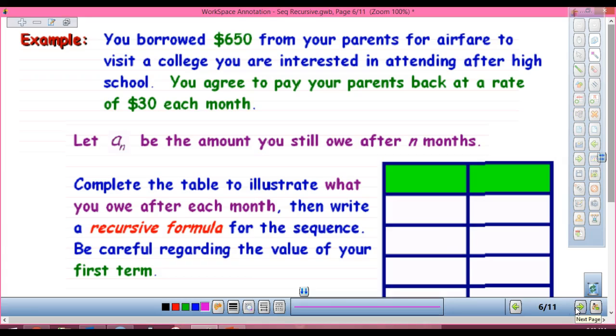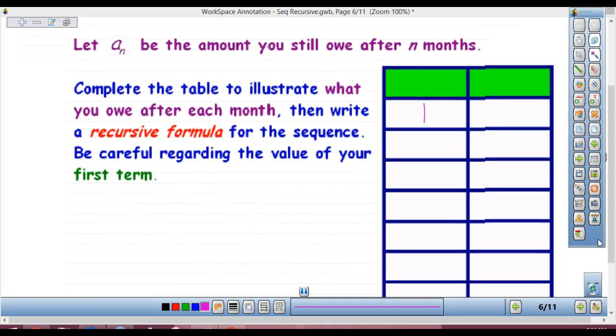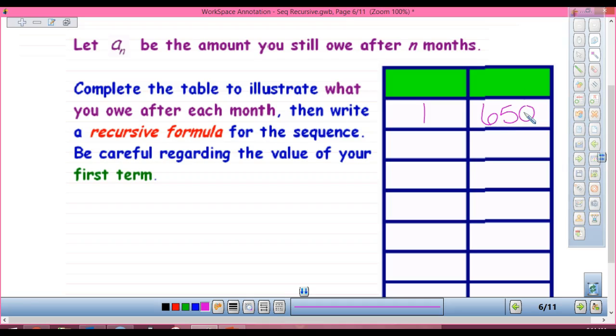All right, so if you borrow $650 from your parents, and then it says that you are going to pay them back $30 each month. So on that first month, how much do you owe your parents? Right away, on that first month, you owe them $650. That's how much you had to borrow to go on your trip. In the second month, you paid them back $30, so you still owe them $620. And then in the third month, you owe them $590 because you paid them another $30. This chart's not in there, but the problem's in there. I know some of you are looking for this. The problem's in there, it's just not the chart.